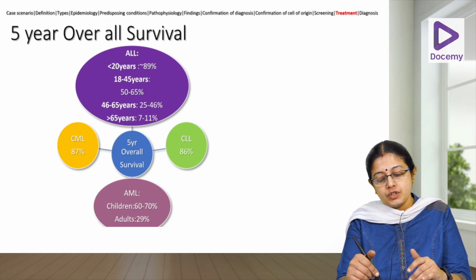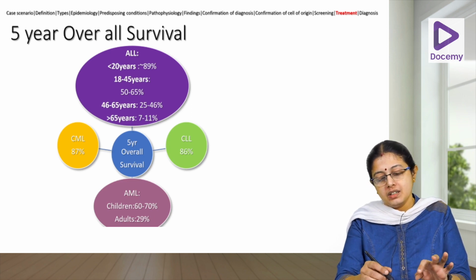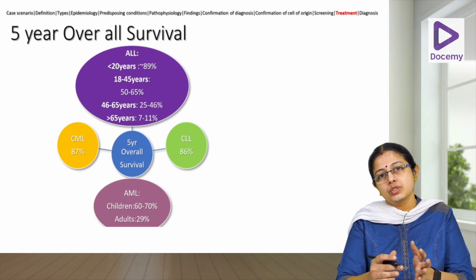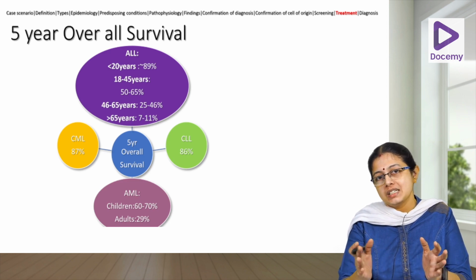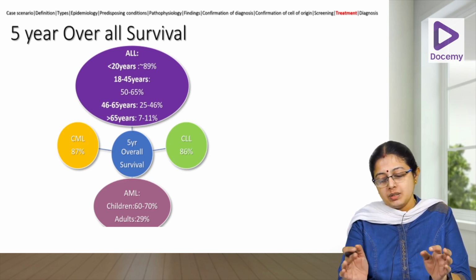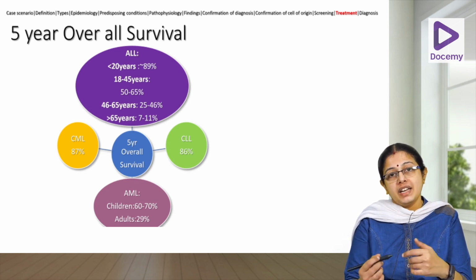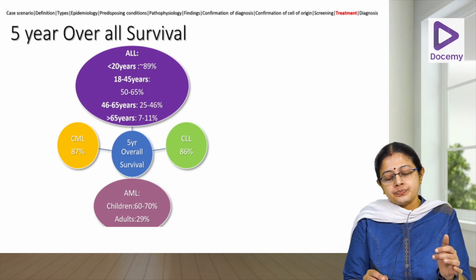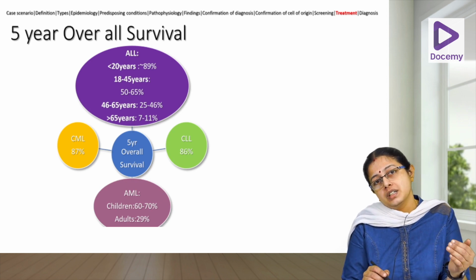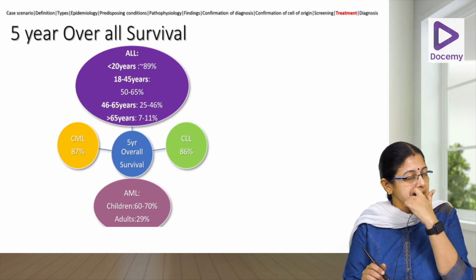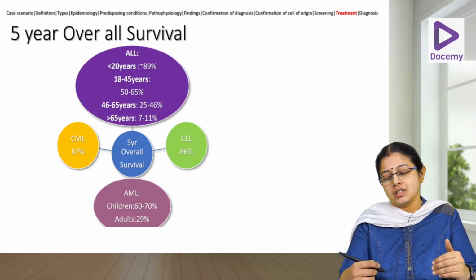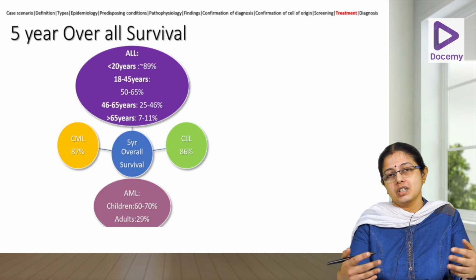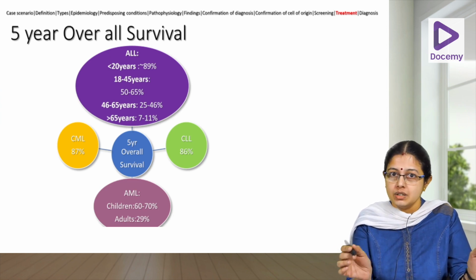The results are similar for CLL and CML. For childhood leukemias, both CML and CLL have a 5-year survival of more than 80%. And acute myeloid leukemia is one of the most difficult ones to treat. In children, the treatment outcomes have improved to maybe 60 to 70%. In adults, it remains below 50%, close to 29% world over.